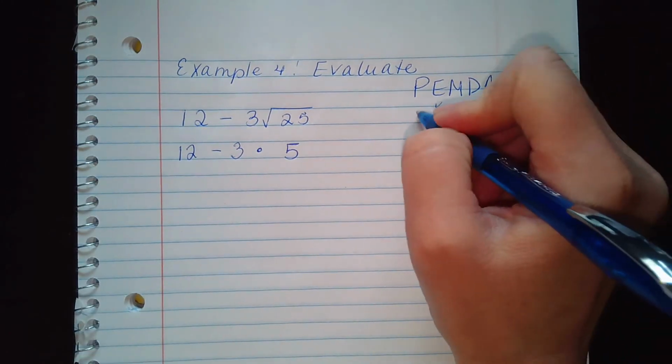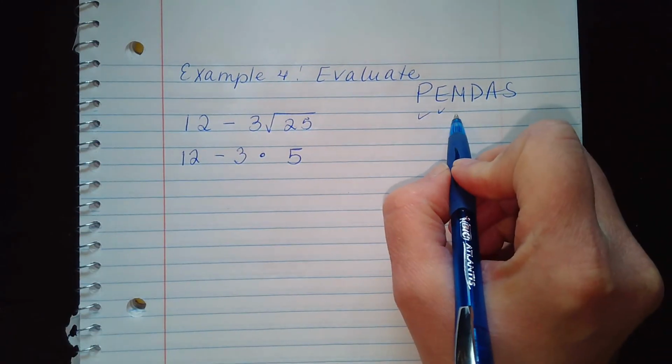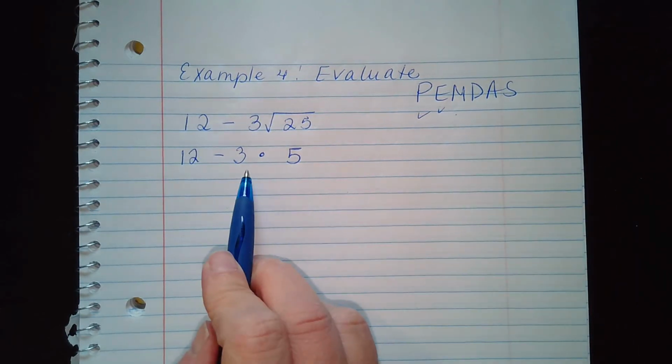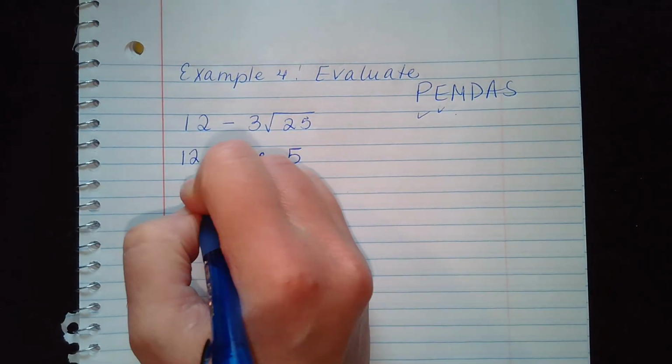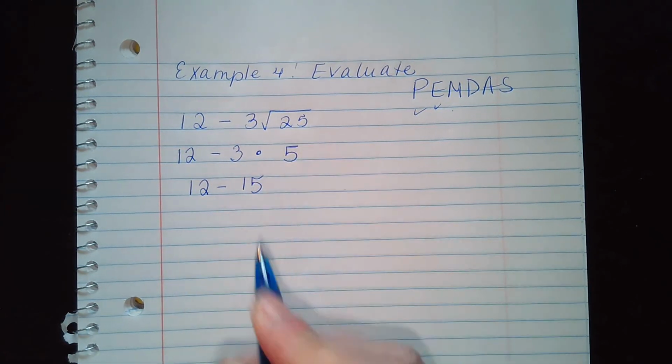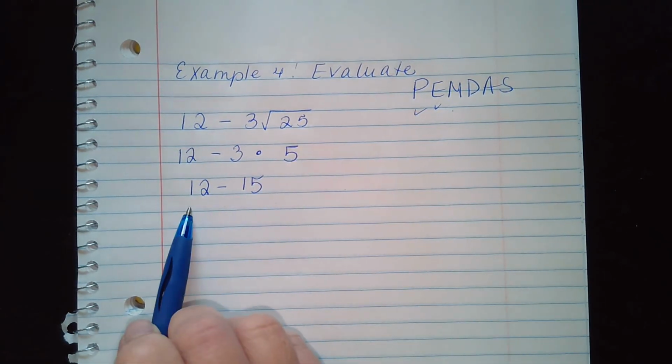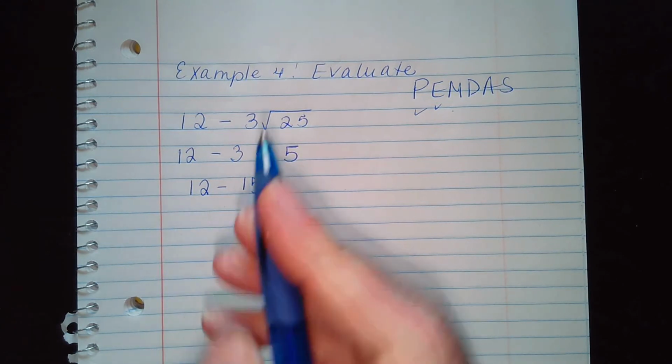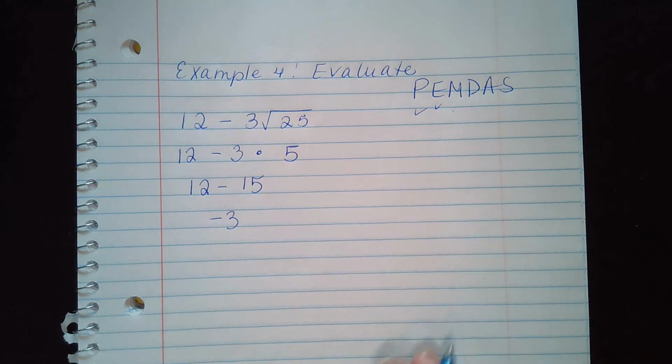And now I'll continue on here. I have some multiplication to do next, which is 3 times 5. So I have 12 minus 3 times 5, which is 15. And then to wrap that up, finish with my subtraction. 12 minus 15 is -3.